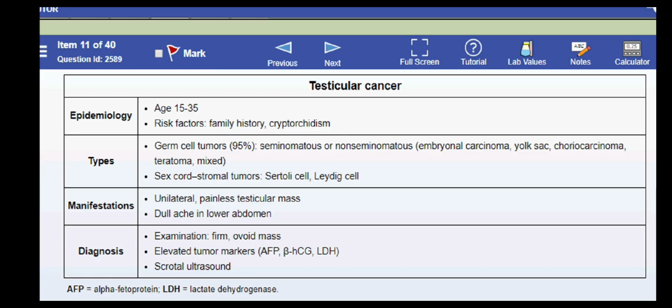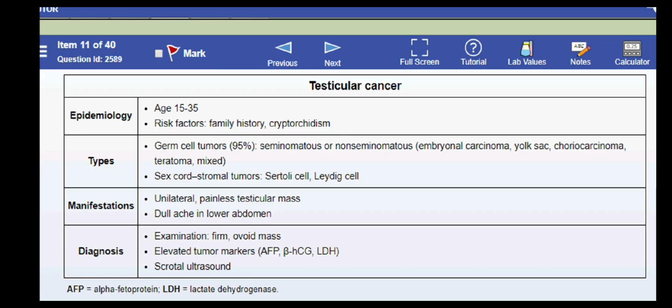We'll see a unilateral, painless testicular mass with a dull ache in the lower abdomen, okay? Testicular cancer, most of you know it. But this dull ache in the lower abdomen, you could forget it. About the diagnosis, just examine.